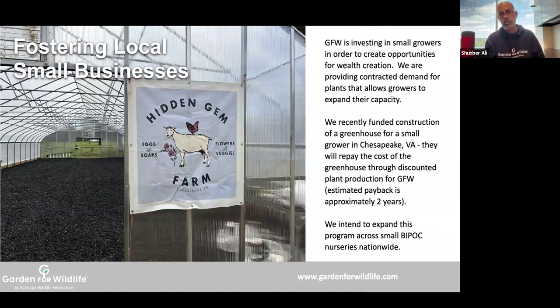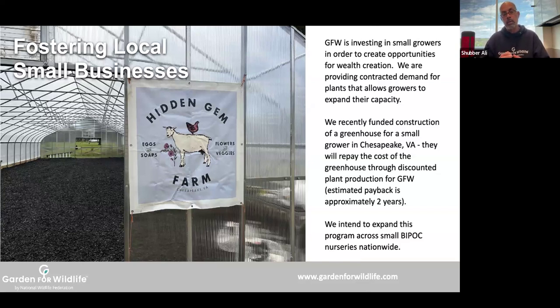So Hidden Gem Farm is one of the most recent ones we added in Chesapeake, Virginia. They're a great husband and wife couple, and they really wanted to grow native plants for us, but they didn't have a facility. So we built them this greenhouse you see in this picture here, and they are growing native plants for us right now. The first ones will be shipping in a couple of weeks.